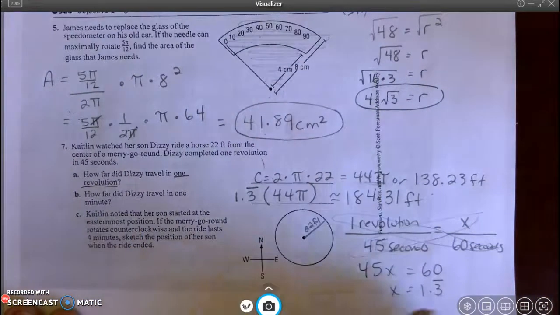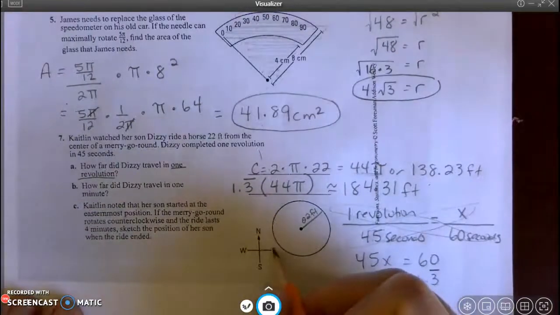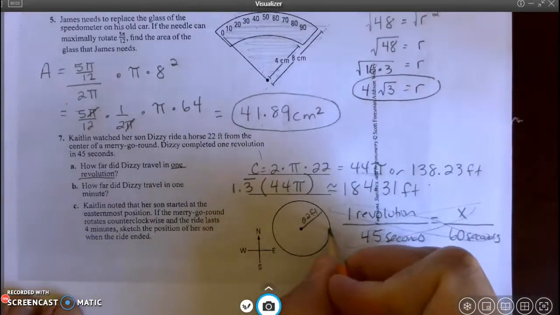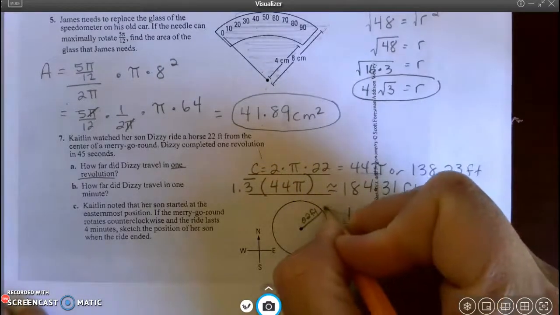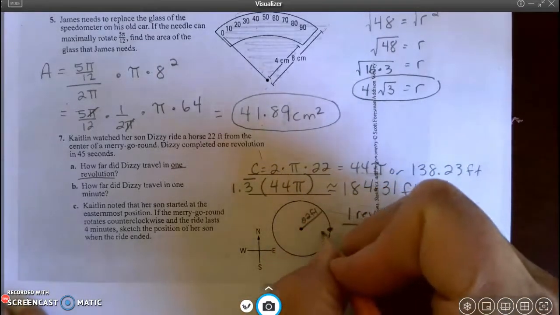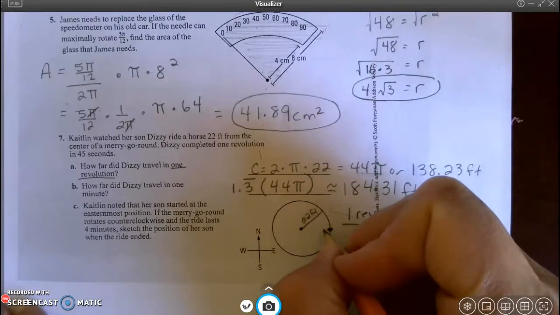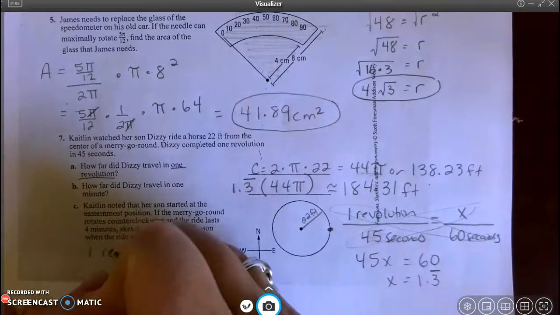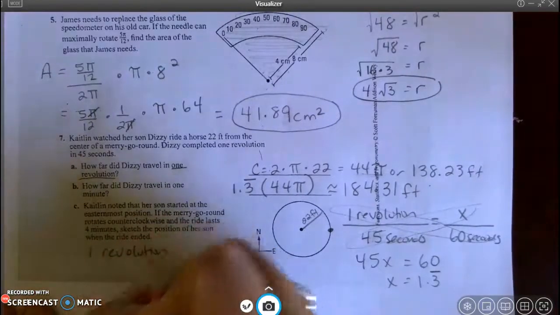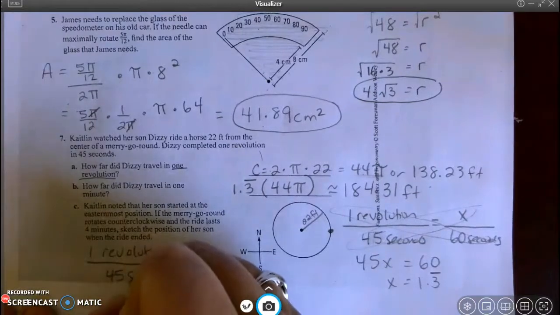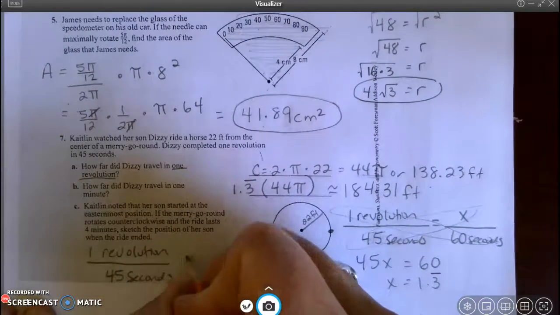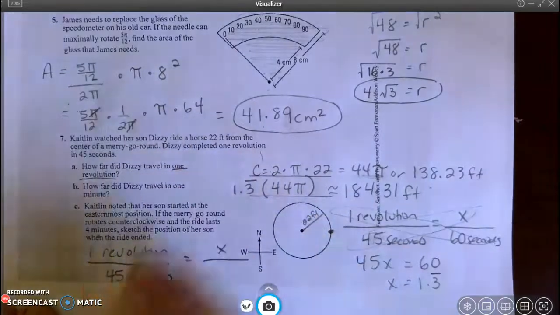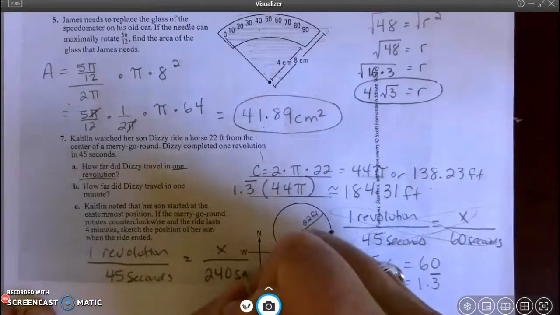Caitlin noted that her son started at the easternmost point of the merry-go-round. So that means he started right here. If the merry-go-round rotates counterclockwise, which would be this direction here, and the ride lasts 4 minutes, sketch the position of her son when the ride ended. All right, so if 1 revolution is in 45 seconds, how many revolutions would there be in 240 seconds?